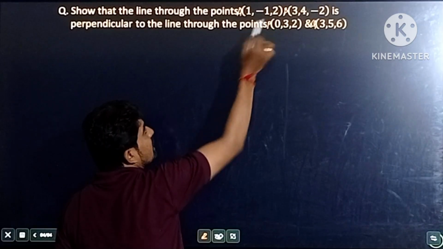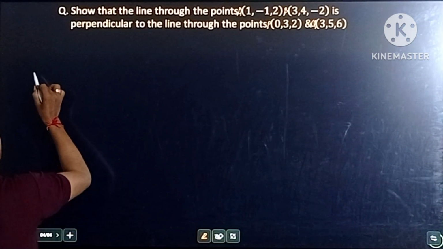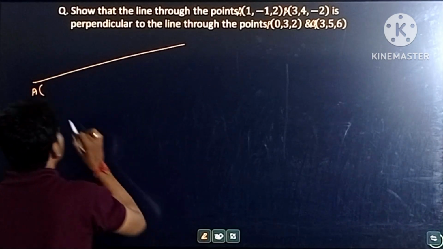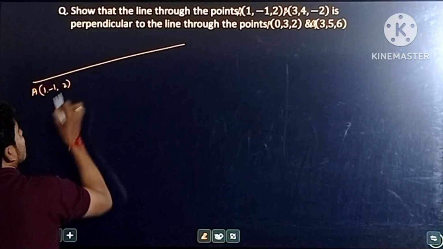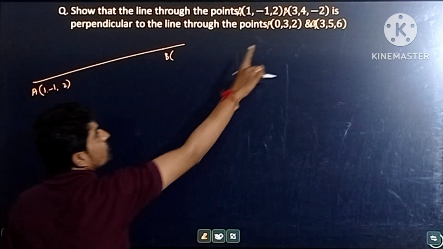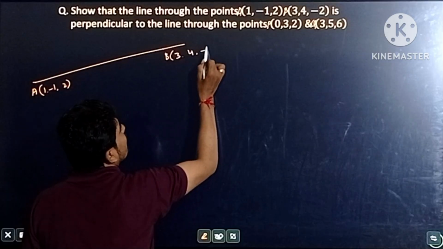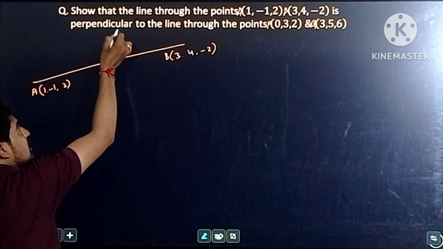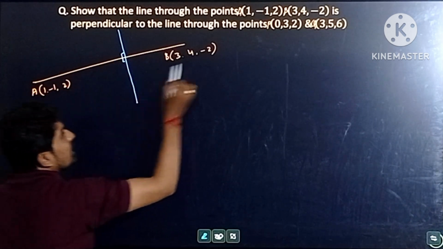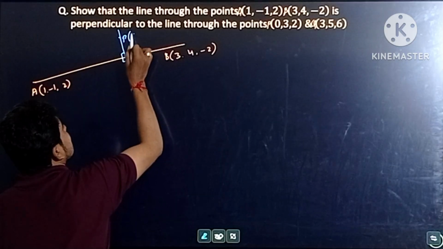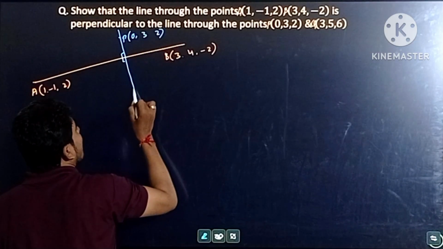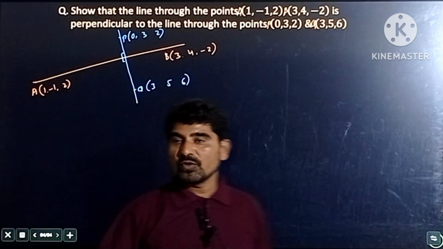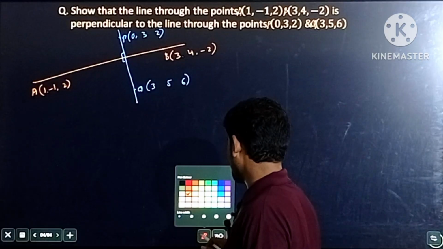So the first line is AB and the second line is PQ. Here we need to prove that the line AB, where the coordinates of point A are (1, -1, 2) and point B are (3, 4, -2), is perpendicular to the line through the points P (0, 3, 2) and Q (3, 5, 6). So we need to prove that these two given lines are mutually perpendicular.